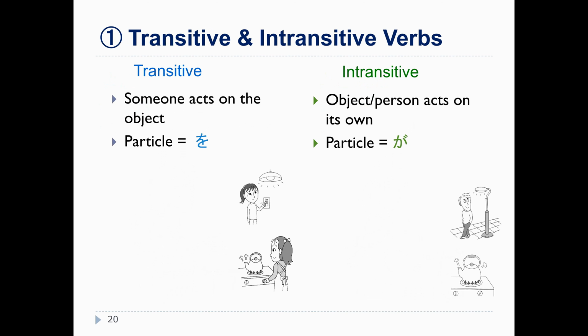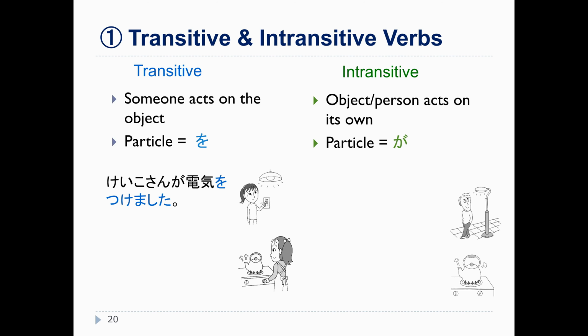So once again, in these sets of pairs, transitive verbs are ones where somebody does an act to an object, whereas intransitive verbs are ones where the object or the person acts on their own. Transitive verbs we always mark with the particle o, and intransitive verbs we always mark with ga.